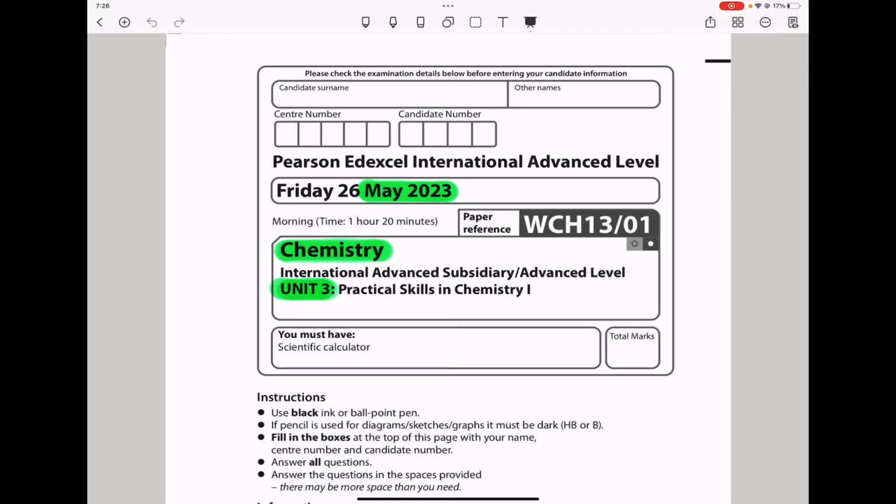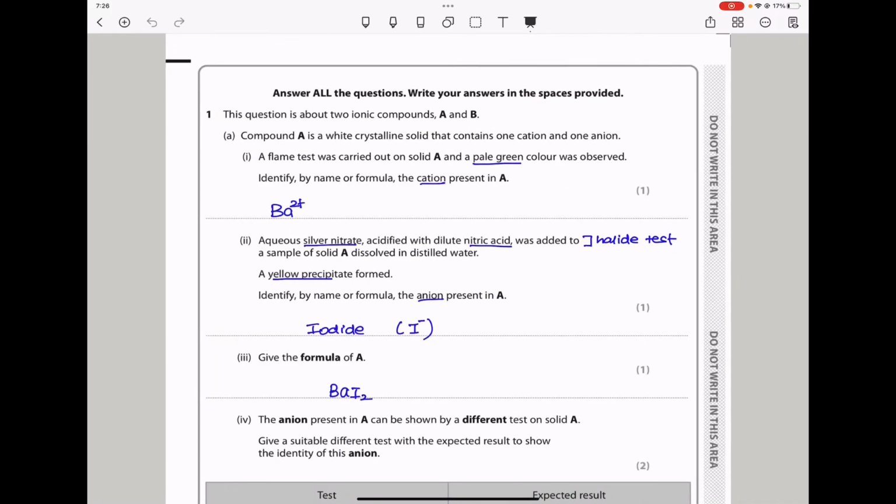Today we're doing the Pearson Edexcel International A-Level Chemistry Unit 3 for May-June 2023. Moving on to the first question, it says this question is about two ionic compounds A and B.